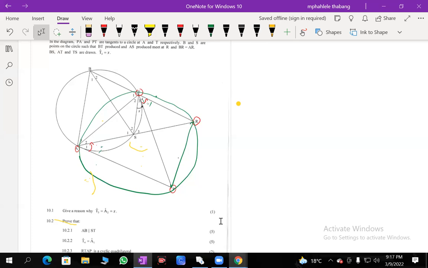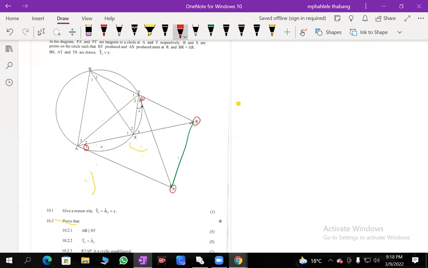This question continues well, and the next question will come with links, so I'm going to 10.2.2, then they arrive and say RTAP is a cyclic quad proof. 7 marks. But it means you must show that A1 equals T4. Then you show that it is a cyclic quad.